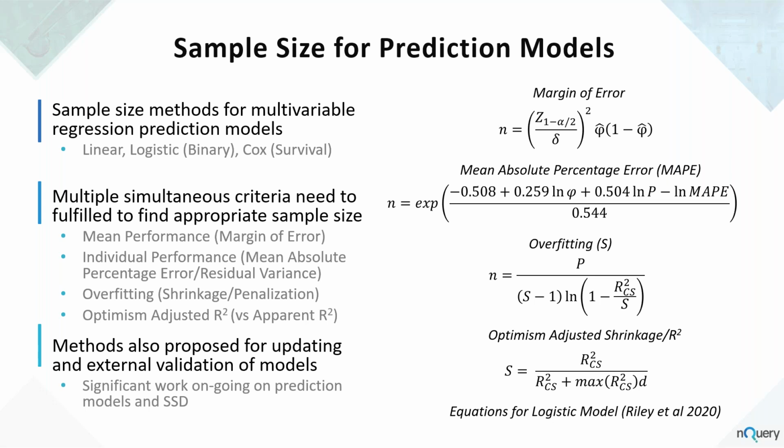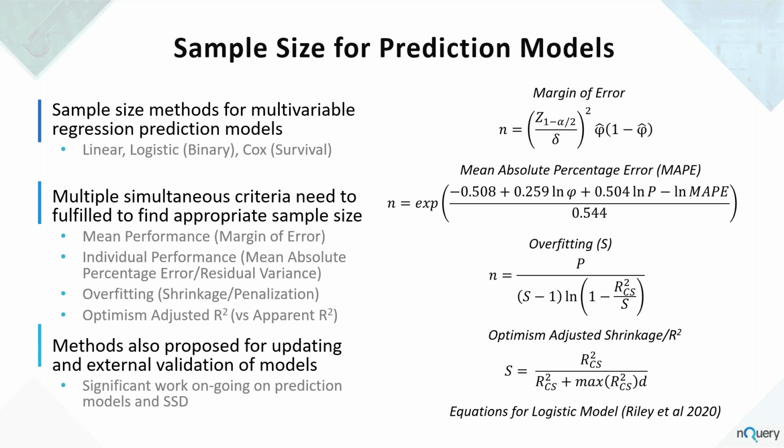And these authors came up with 4 important criteria that should all be fulfilled if you want to have a good prediction model, or at least have a higher chance of having one. The first is mean performance, which is basically how well the model does for the average person. Here's the average person, how well does this model do for them? You can find relatively easy measures such as the margin of error, like your confidence intervals, to assess that.